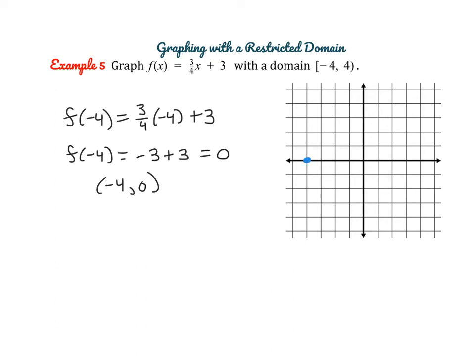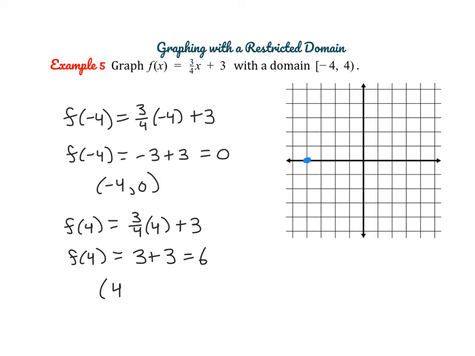And now let's find f of positive 4. So again, let's substitute positive 4 into our equation. Again, this 4 and this 4 will cancel out, leaving us with 3 plus 3, which is 6. So that's telling us the coordinate 4, 6.